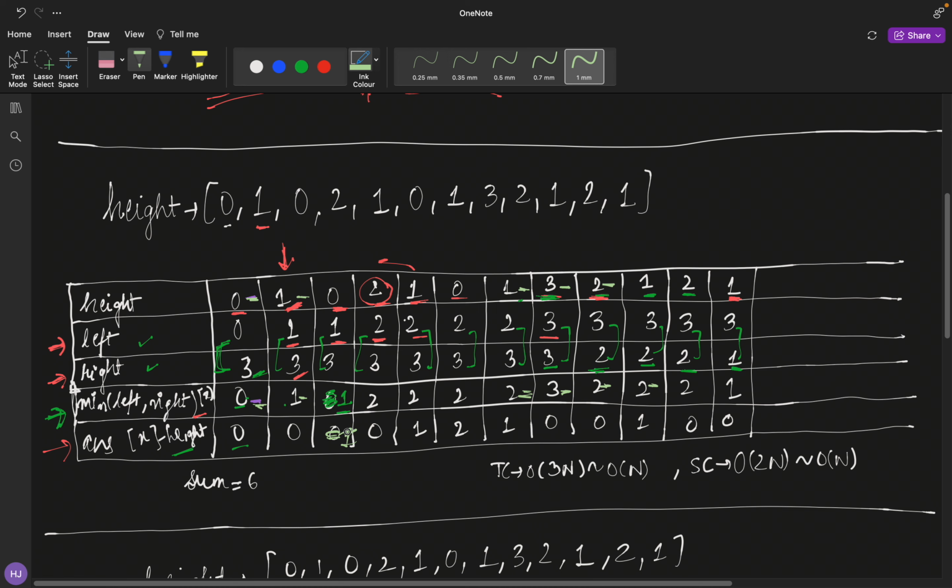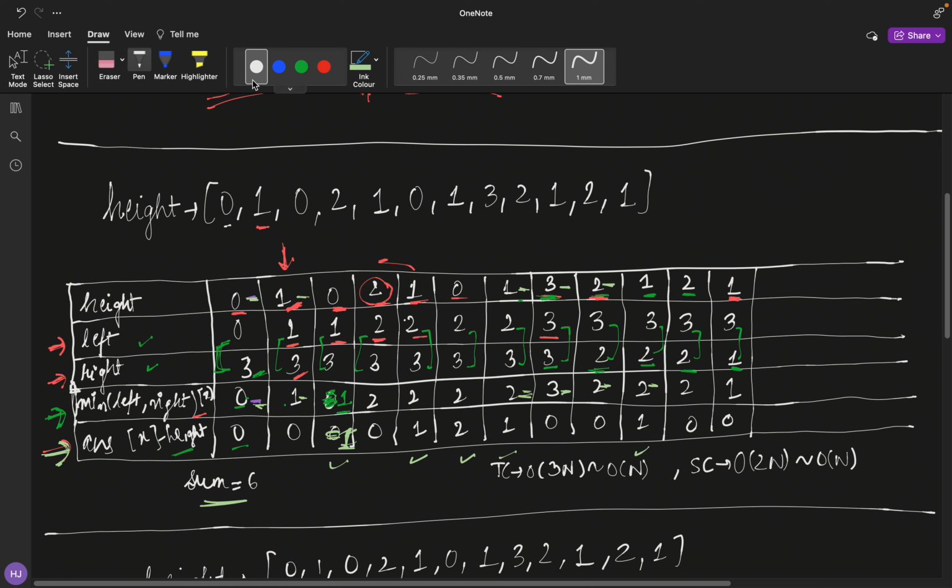Yeah, that's correct. So now let's calculate the sum of this answer, and it turns out to be 1 plus 1, 2, 2 plus 2, 4, and then 2, it turns out to be 6. The final answer turns out to be 6 over here.